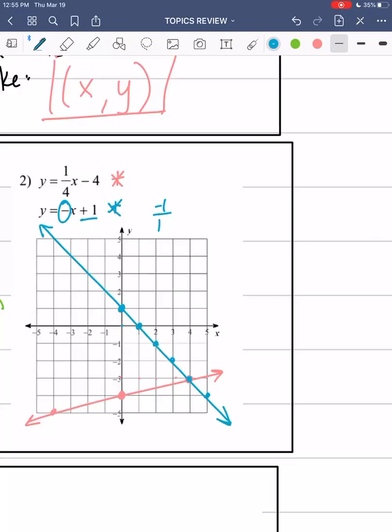Pretty good. And then we're looking for the point of intersection. So this point right here. Oh man, that's close to the last one. This is over 4, down 3. So that's the point 4, negative 3.